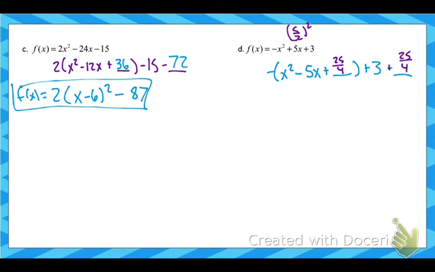So now that negative is still there, because again, it has that reflection. This would factor into x minus 5 over 2 squared. I can get a common denominator to add those together. That's going to give me 37 over 4. And now I'm in vertex form.